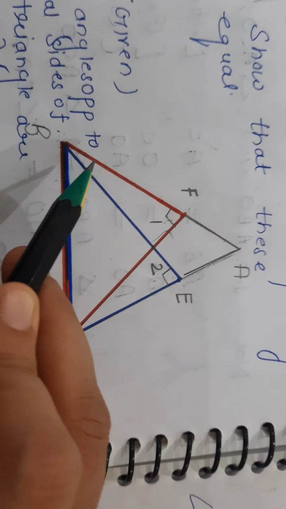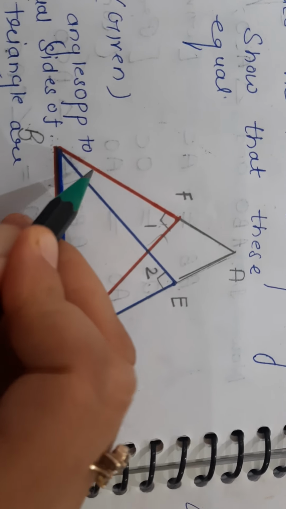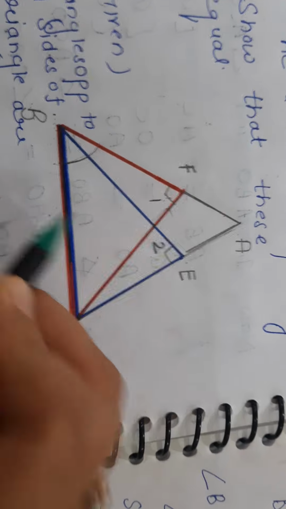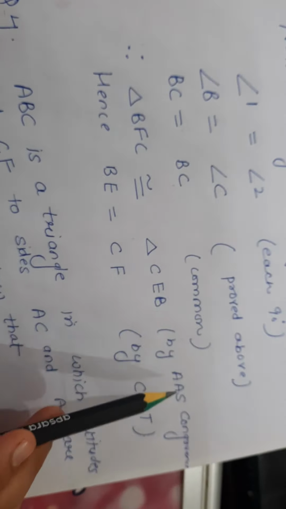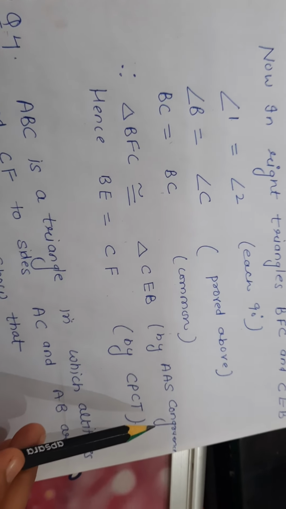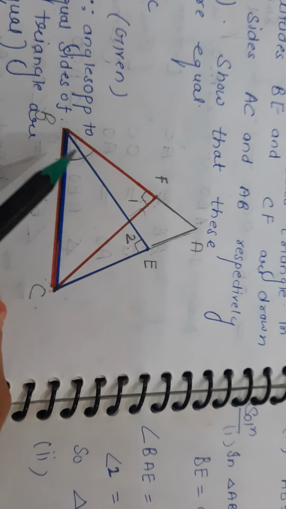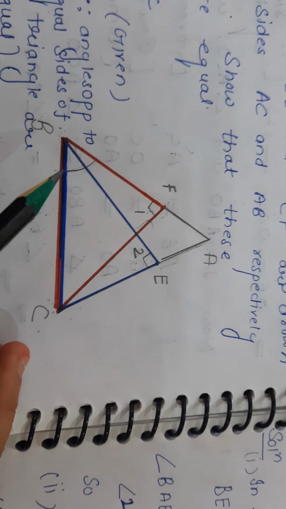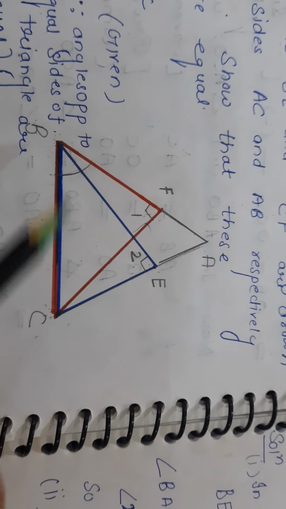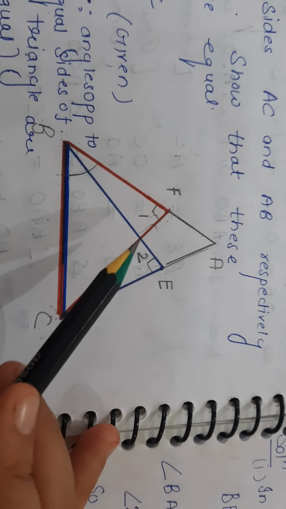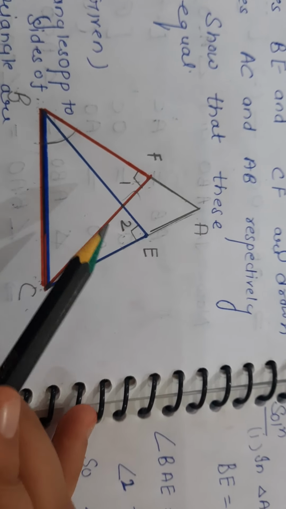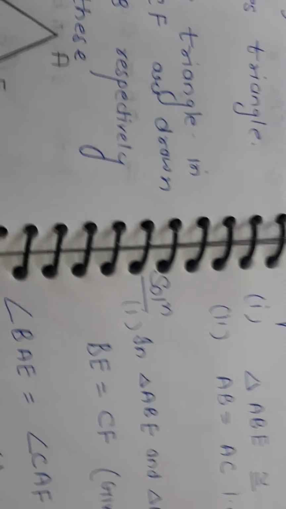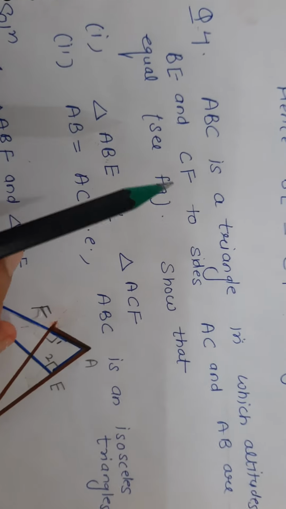So by using angle, angle, side congruency, that is AAS congruency, these two triangles are congruent. Now if these two triangles are congruent, we know that corresponding parts of congruent triangles are also equal. So if BFC is congruent to CEB, then side BE is also equal to CF by using CPCT.